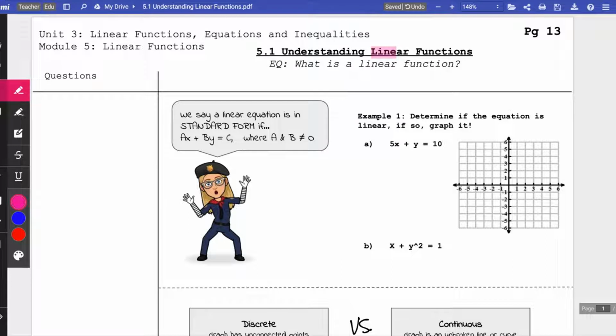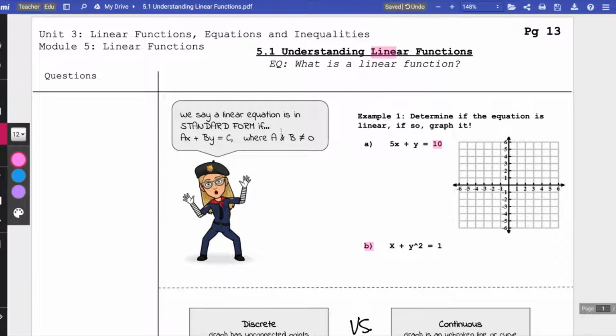So it says we say it's a linear equation in standard form if ax plus by equals c, where a and b do not equal 0. So basically, it's in standard form if you have x plus y equals a number. And a linear equation has that property where it can be written in standard form. So here, what we're going to do is just determine if it is linear, and if so, we are going to graph it. So remember, thinking back, it needs to be x plus y equals c. This is x plus y equals the number, so this one is linear.